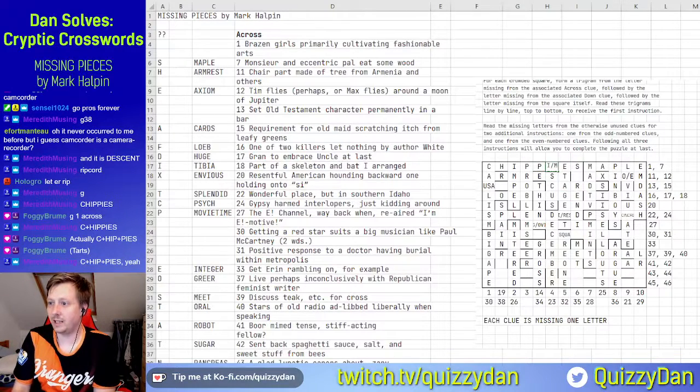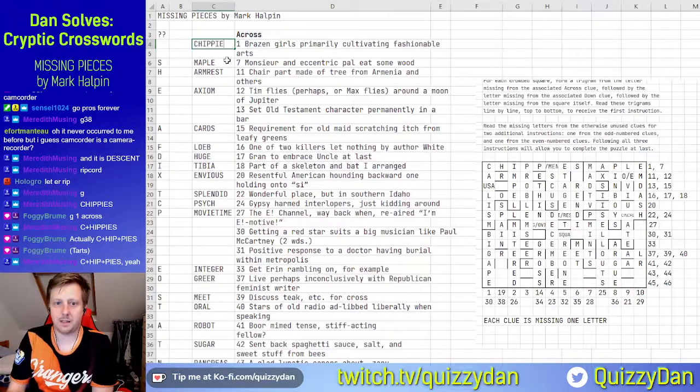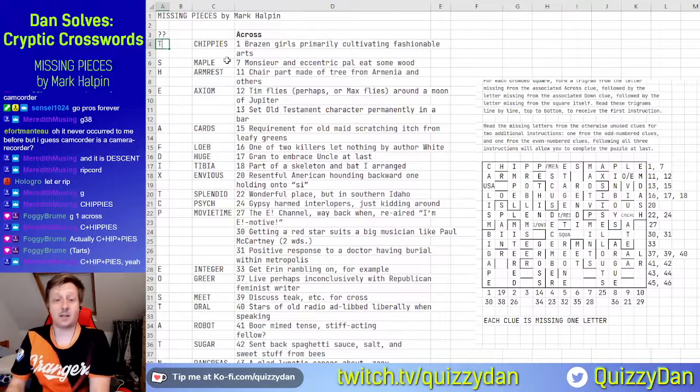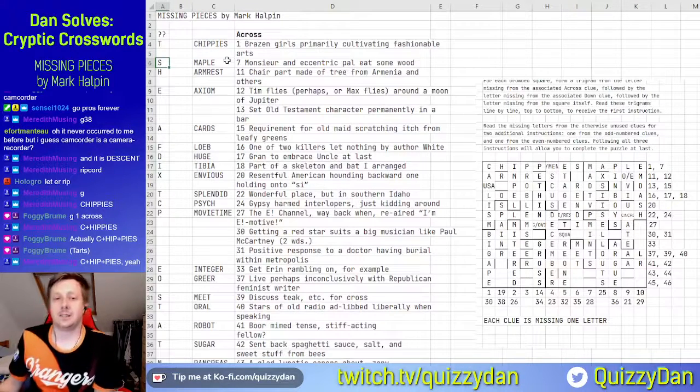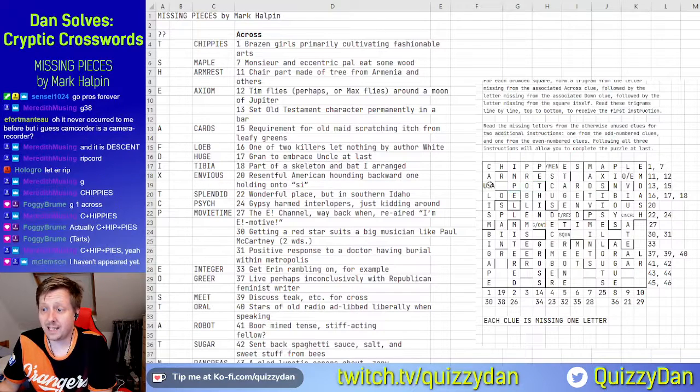So we've got I here. I and then Menai. Okay. So chippies are brazen girls. So we get the... So it is T for tarts. We got that. So 13 is the next one. Something pot. Set. Maybe. So is it a teapot? Old Testament character permanently in a bar. Is it teapot? So Old Testament is there. Character permanently in a bar.